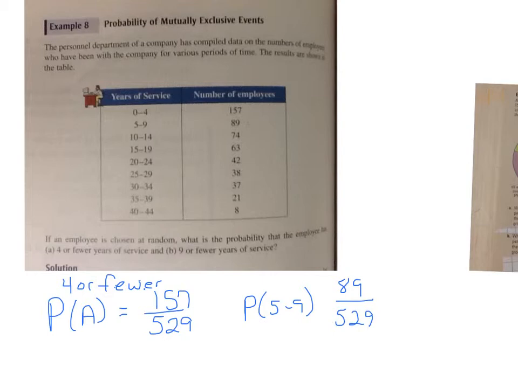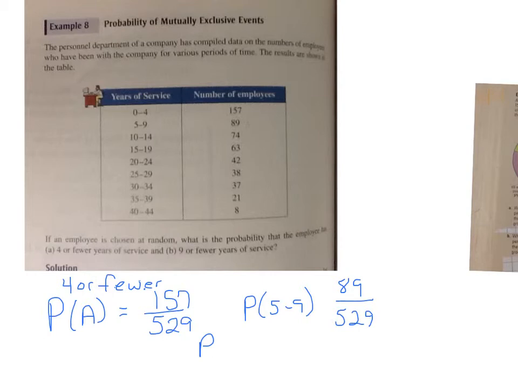All right, so let's think about this. Are they mutually exclusive? We've got two groups here. For 9 or fewer, that would be from 9 all the way down to 0, but we're looking at 5 to 9 and then 0 to 4. Within those subgroups, from 0 to 4 years and from 5 to 9 years, do they have any overlap? No, so they're mutually exclusive.